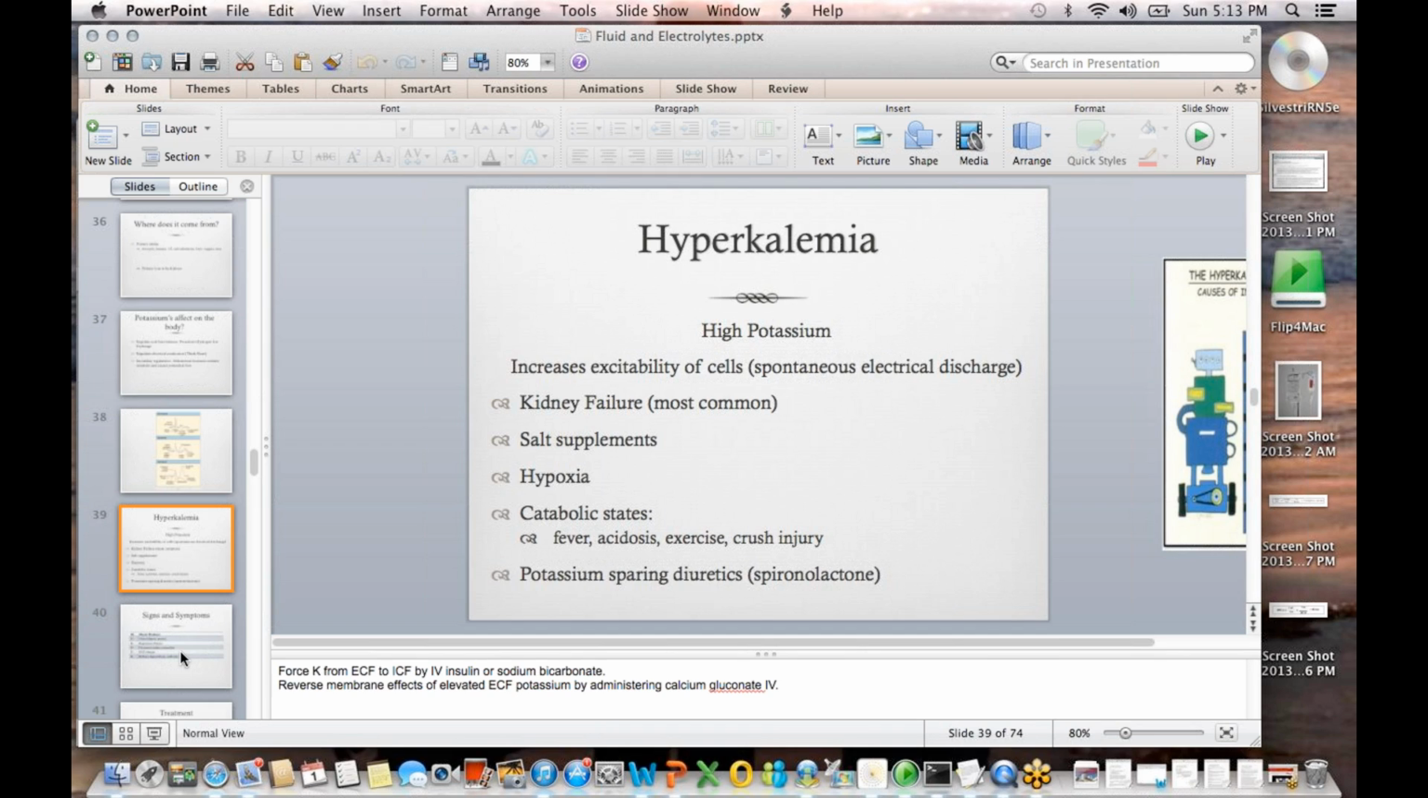And then hyperkalemia. So again, we talked about the most common cause is going to be kidney failure. One important piece for you guys to understand is the salt supplements, because especially for your cardiac patients, salt supplements are usually potassium chloride instead of sodium chloride. So you want to educate them and let them know, as far as the dietary piece and education on electrolytes, that salt supplements are high in potassium and they can cause cardiac problems.